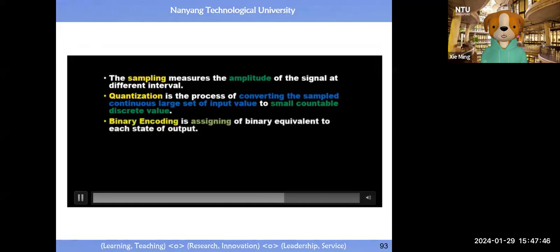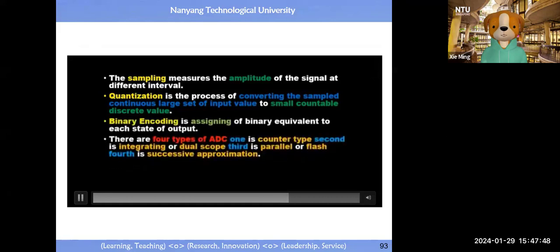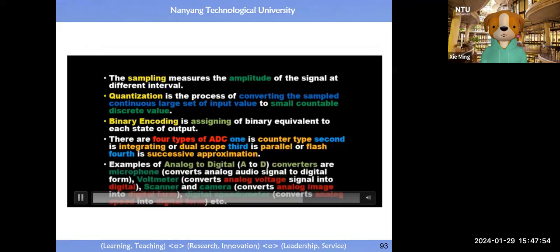There are 4 types of ADC. One is counter type, second is integrating or dual slope, third is parallel or flash, fourth is successive approximation. Examples of analog to digital, A to D, converters are microphone, which converts analog audio signal to digital form, voltmeter, which converts analog voltage signal into digital, scanner and camera, which convert analog image into digital form, digital speedometer, which converts analog speed into digital form, etc.